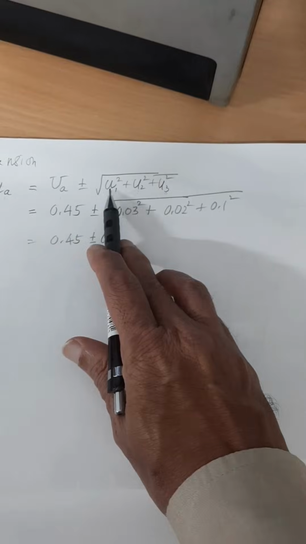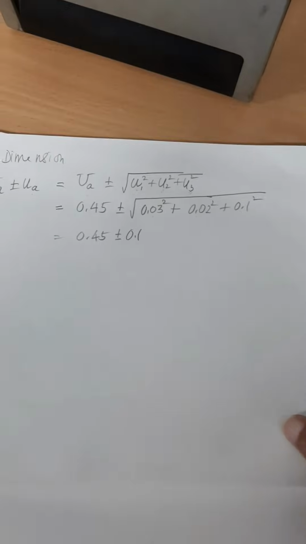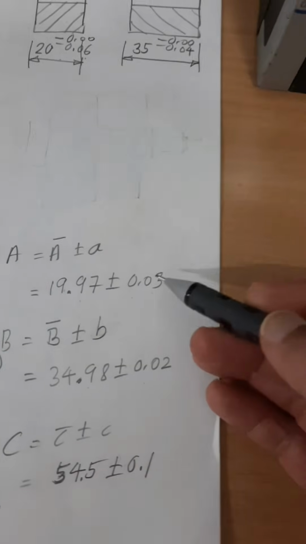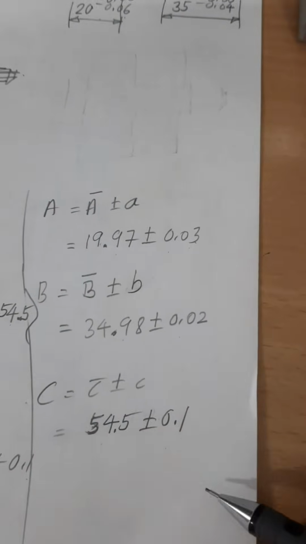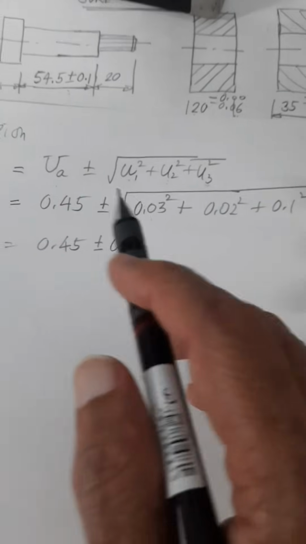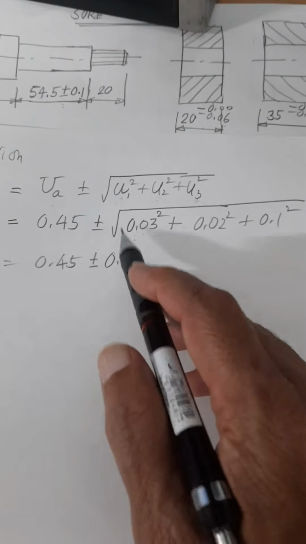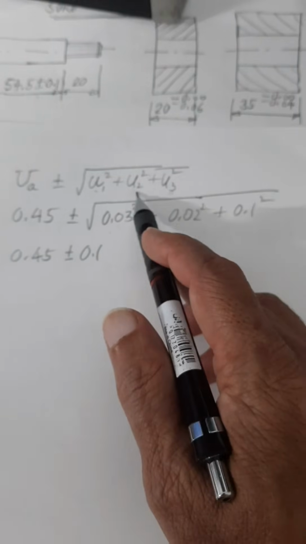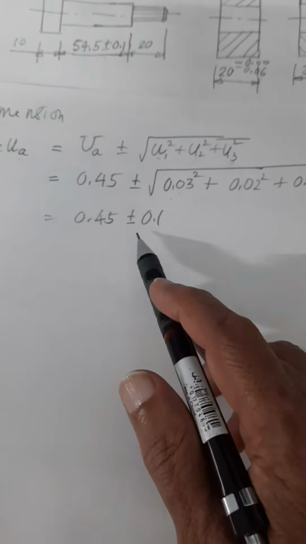So here the tolerances are 0.03, 0.02, 0.1. You can check that in the drawing. See here, the tolerance of dimension A is 0.03, dimension B is 0.02, and dimension C is 0.1. So when I apply that in the formula, the tolerance of the resulting dimension is nothing but the square root of the sum of the squares of the individual dimension tolerances. So I got the same answer as 0.45 plus or minus 0.1.